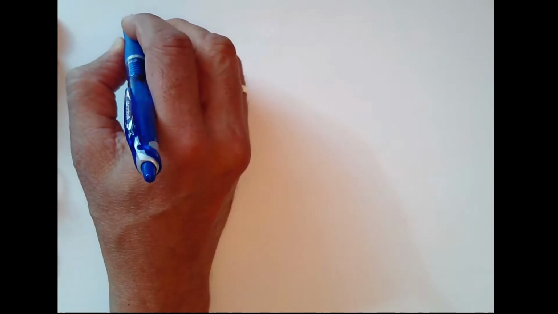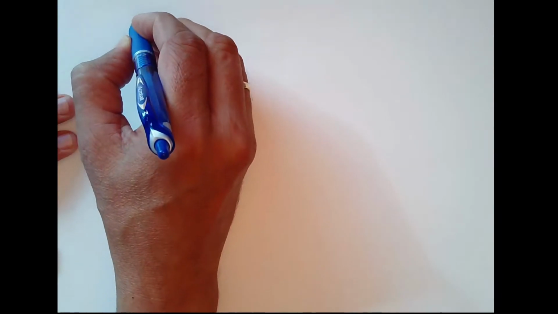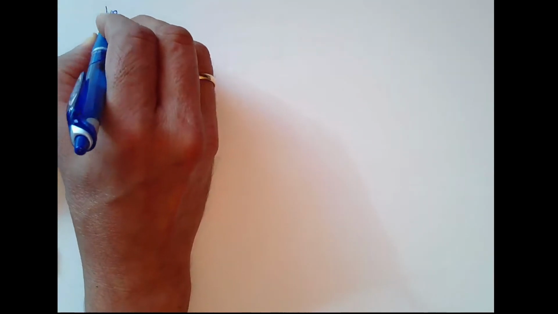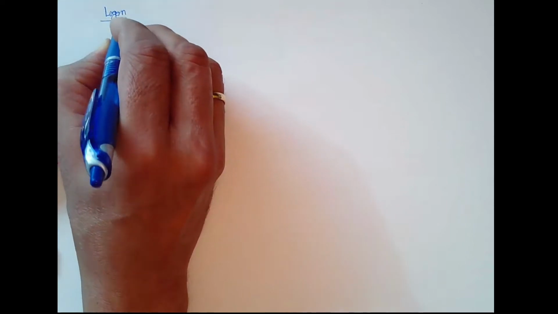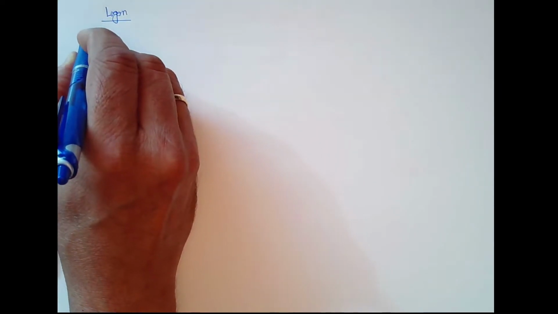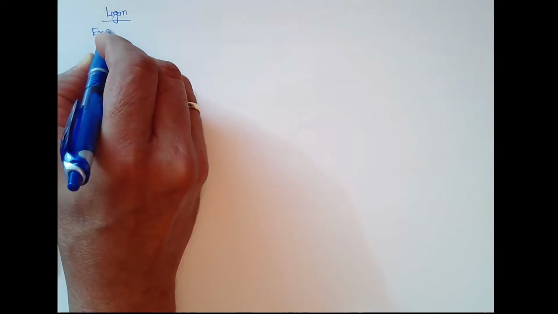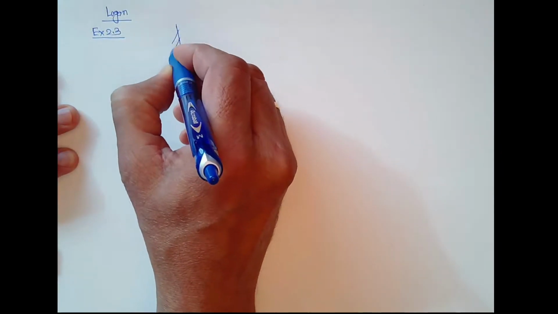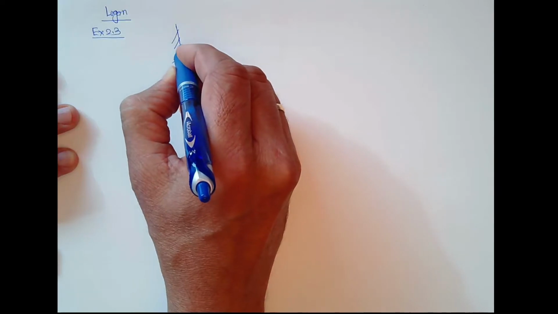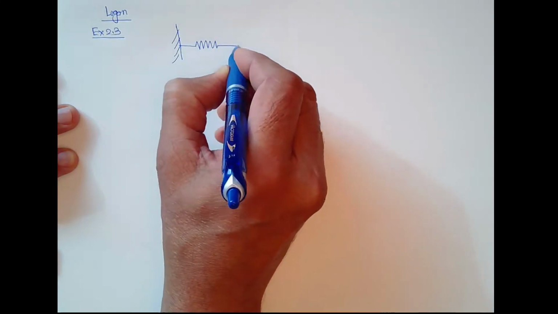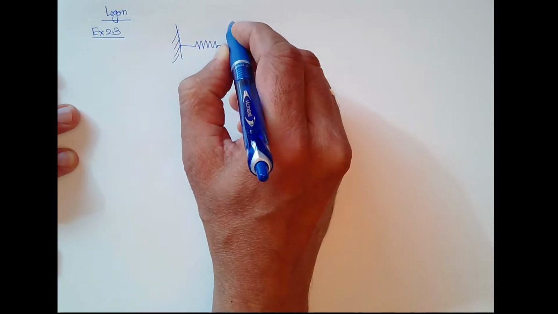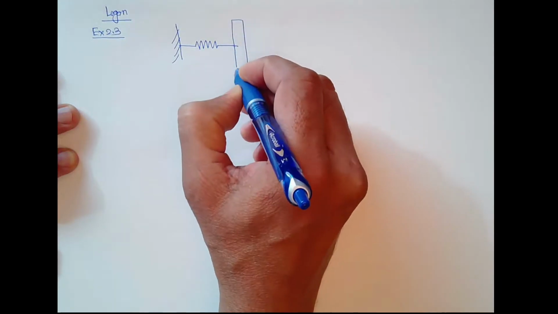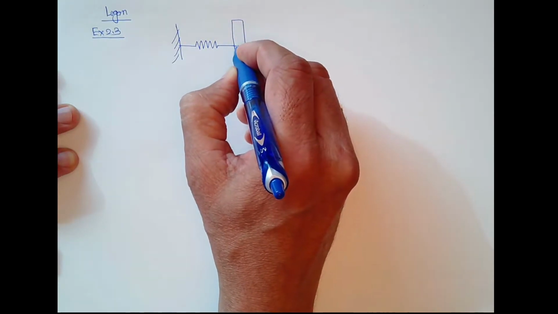So another important example of a spring element is from the book of Logan. That is example 2.3. The system is like this. This is a fixed wall, and a spring is connected to the fixed wall. There is a rigid plate, and this spring is connected to the rigid plate.